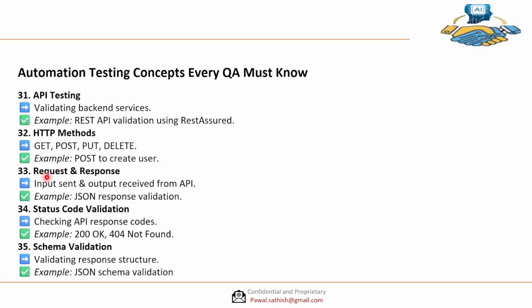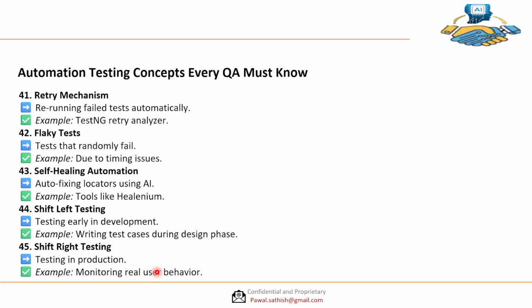Then request and response. The input is sent, and the output is received from the API. So JSON response validation. Here we do status code validation, checking the API response code, like 200 means OK, 404 means not found. Then what is schema validation? Validating the response structure, like JSON schema validation.